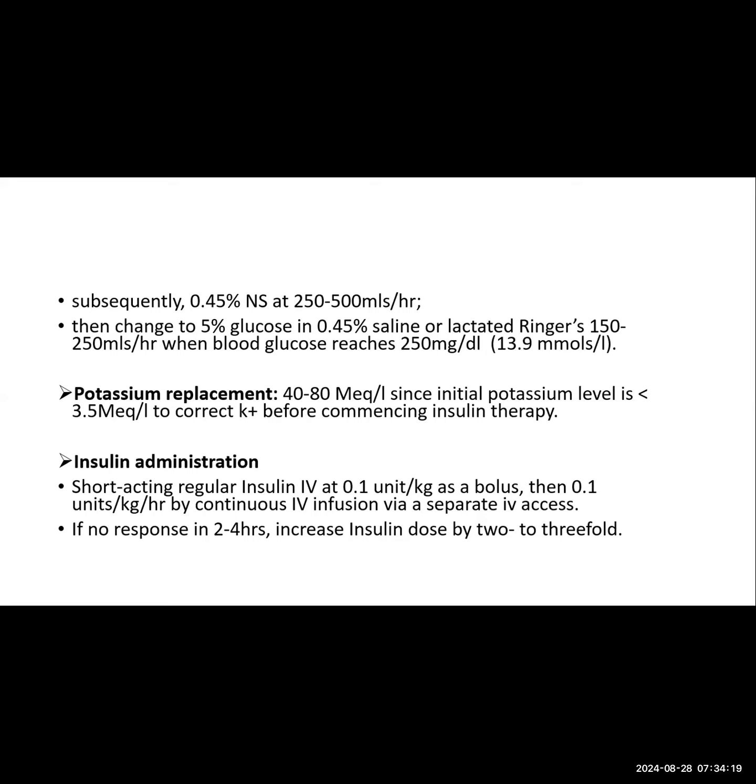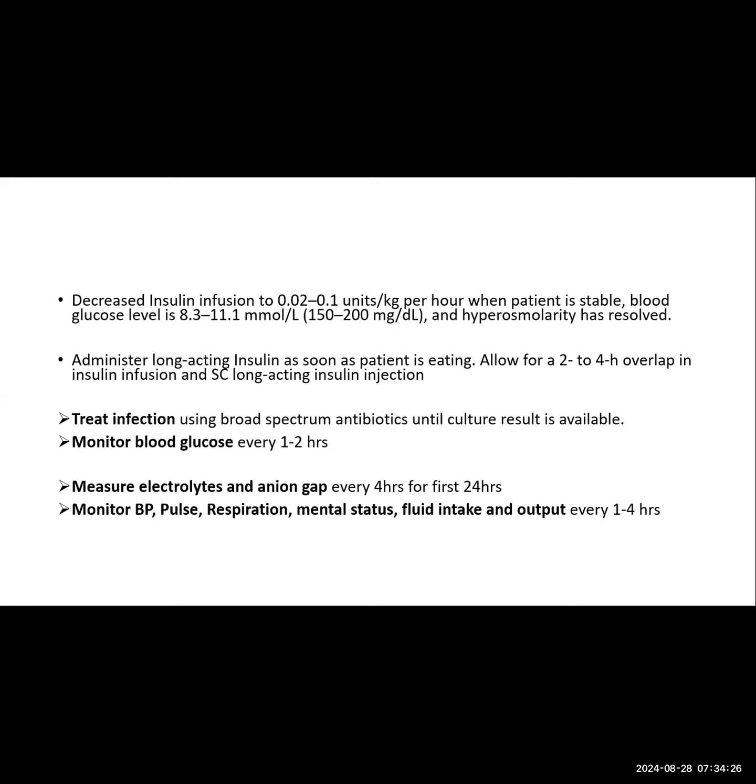I'll decrease the insulin infusion to 0.02 to 0.1 units per kg per hour when the patient is stable and blood sugar is ranging between 150 to 200 milligrams per dL and hyperosmolarity has equally resolved. Then I'll administer long-acting insulin as soon as the patient is eating, and then I will allow a period of overlap between 2 to 4 hours in the insulin infusion and subcutaneous long-acting insulin injection.